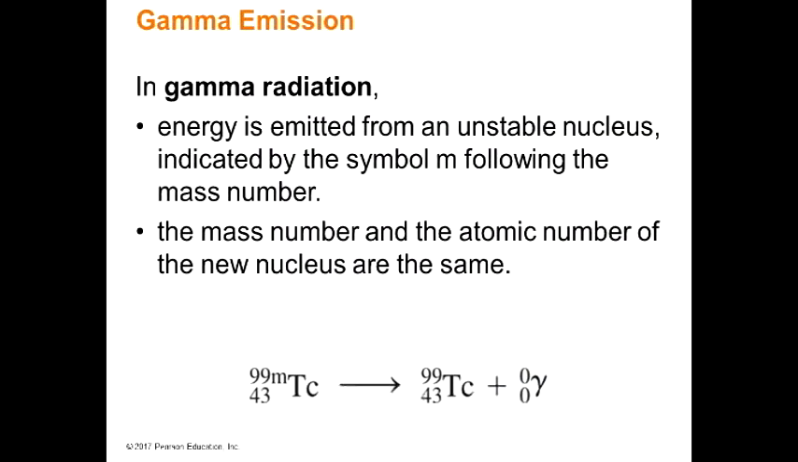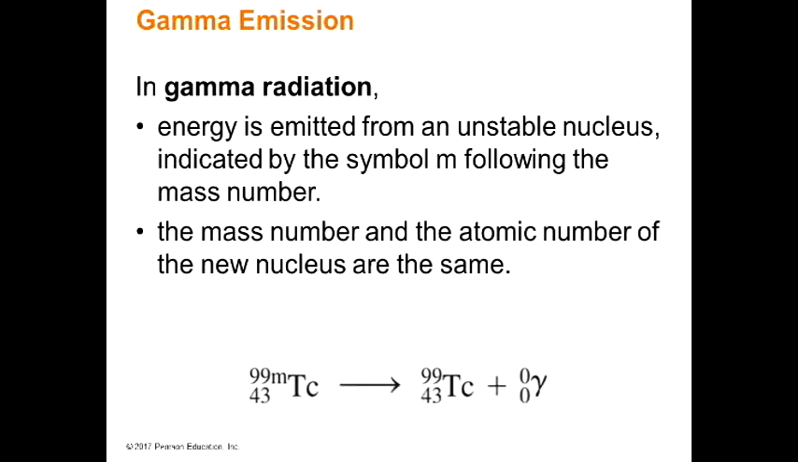Gamma rate. So then we have gamma. So beta is more. So alpha is least harmful to biological species. Beta is a little bit more, but gamma really is not so cool. Okay, beta is very useful for medicinal purposes. Gamma emits from unstable nuclei indicated by the symbol M following the mass number.